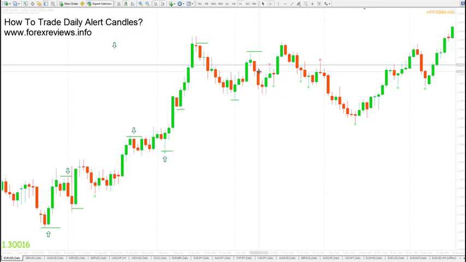So okay, let's get back to this. Down to, okay, so this one closed like this. This is an entry candle, right? So that's another 40 pips.